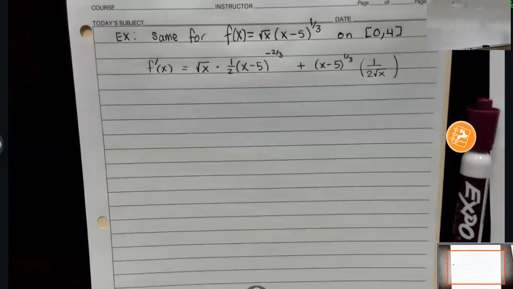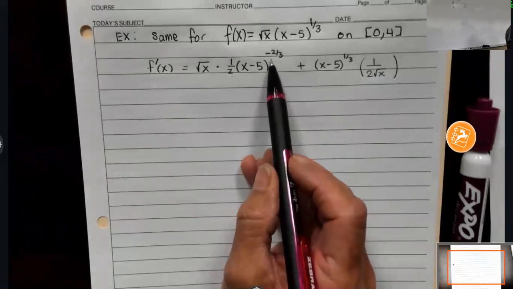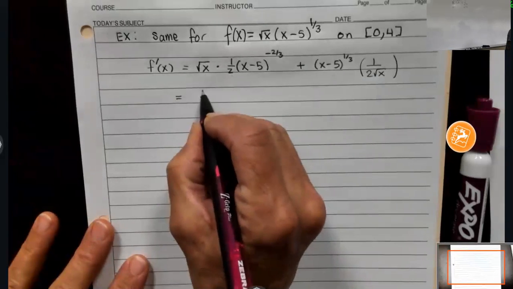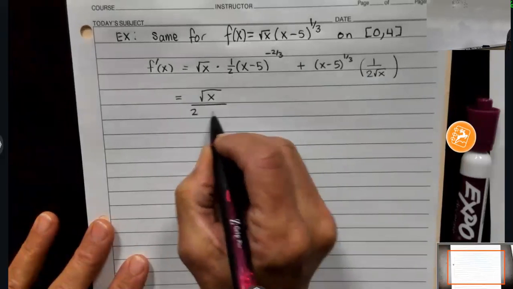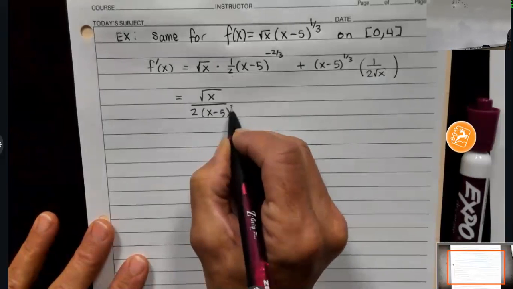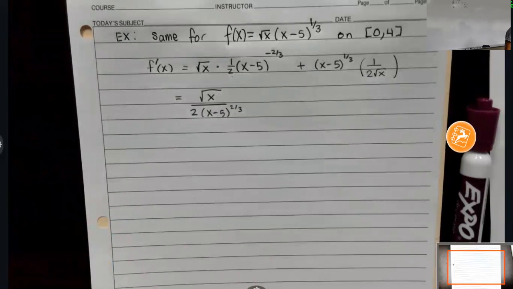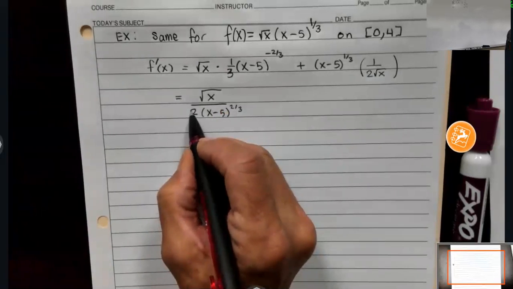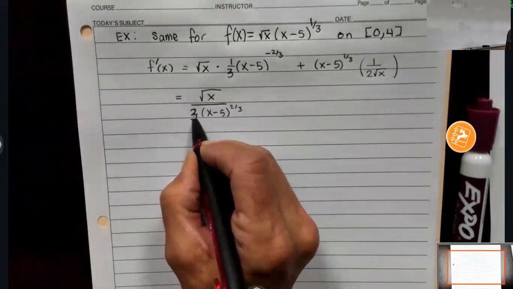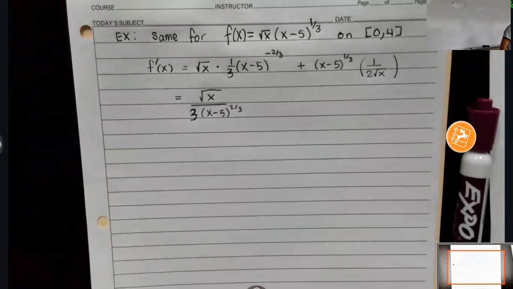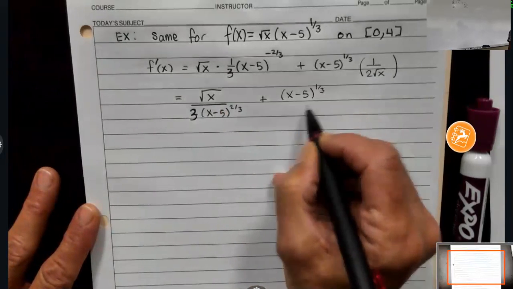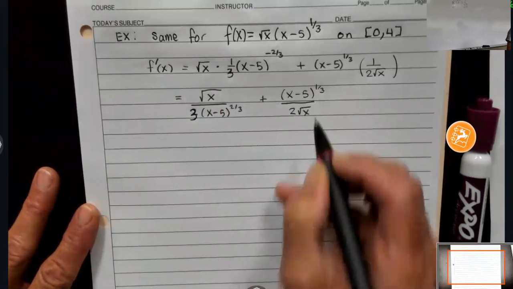So here's where I'm going to write everything with positive exponents. This 2 is going to be on the bottom. X minus 5 will be to the 2/3 on the bottom. Square root of x will be on the top. That is a 1/3, thank you. Okay. And then the second term, x minus 5 to the 1/3 divided by 2 square root of x.